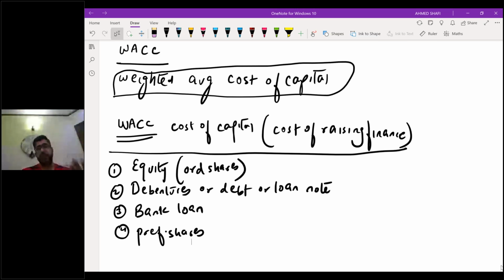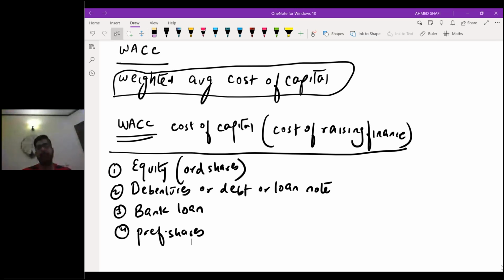We all know finance is raised by equity, that means issuing ordinary shares. Finance is raised by debentures, debt, loan note, by issue of debentures. It's raised by a bank loan, and by preference shares. So these are the four commonly used sources through which finance is raised. Now one might argue that there are also some other sources through which a company can raise finance, but that is not covered in your F9 financial management portion of WACC.